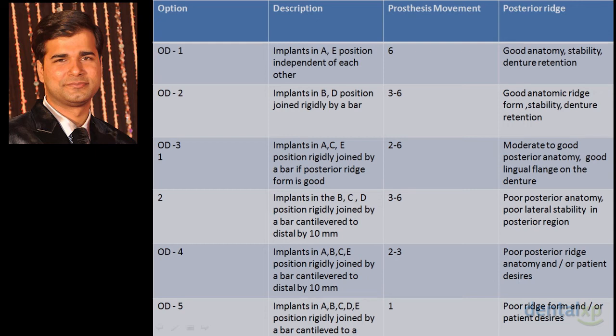In those instances where we want overdenture option 4, the implants have to be placed in A, B, C, E position, rigidly joined by a bar cantilever to distal by 10 mm. Prosthesis movement ranges between 2 to 3 mm. Posterior ridge should have poor posterior ridge anatomy and or patient desires. Overdenture option 5 has to be chosen. Then the implants need to be in the A, B, C, D and E, all positions rigidly joined to a bar cantilever to about 15 mm. Prosthesis movement 1. Used in those instances where the posterior ridge has a poor ridge form and or patient desires.